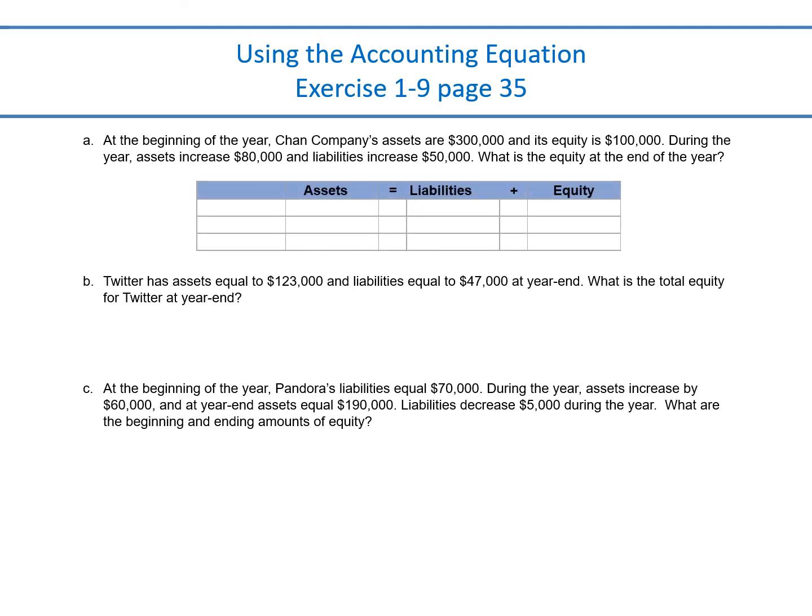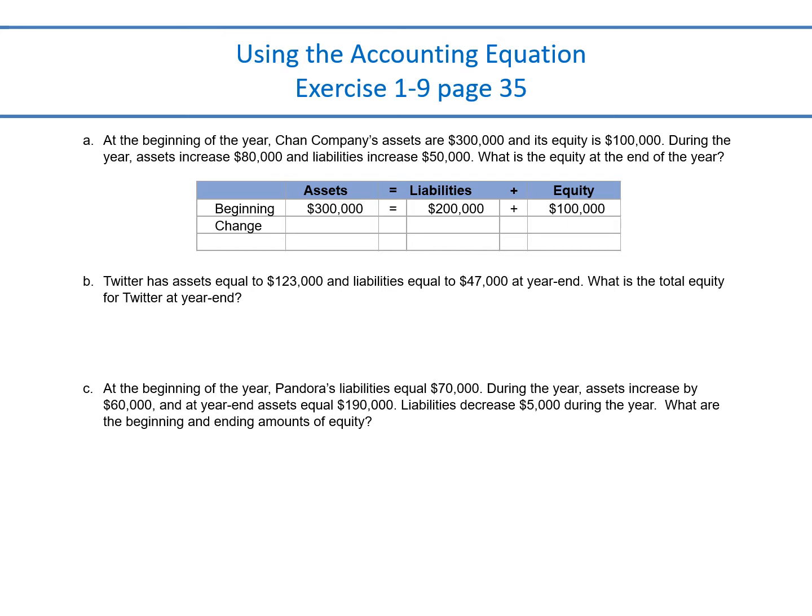So using the same format as we did in the last two problems, let's populate the boxes with the data that we know. So at the beginning of the year, they tell us that Shan Company's assets are $300,000. They also tell us that the equity is $100,000. So because we have two of the three numbers in the accounting equation, we can solve for the third. So if assets are 300 and liabilities plus equity have to equal 300, then if you take $300,000 less $100,000 of equity, your liabilities are $200,000.